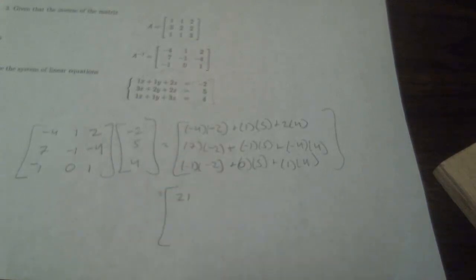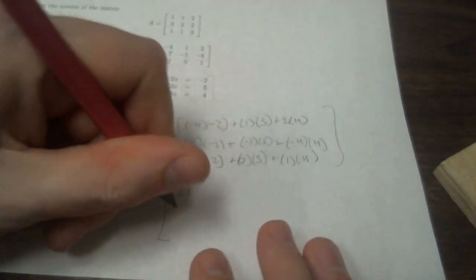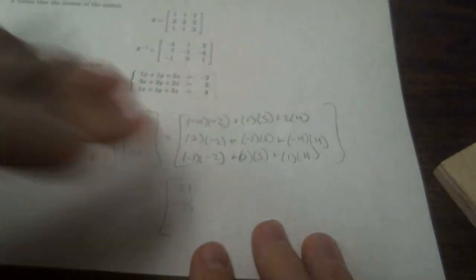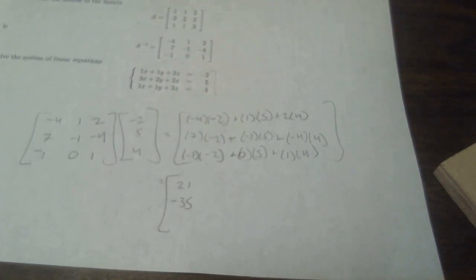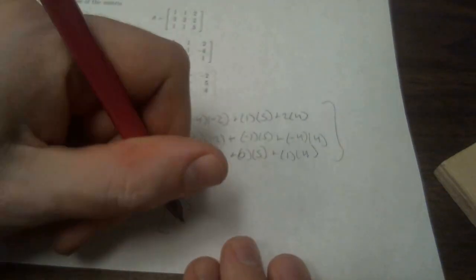All right, and then we go on to the second row here. So you have 7 times -2, which would be -14, plus -1 times 5. So that would be -19, plus -4 times 4. It's going to give me -35. And then finally, for the last row here, we have -1 times -2 plus 0 times 5 plus 1 times 4. And that's going to give me 6 there.